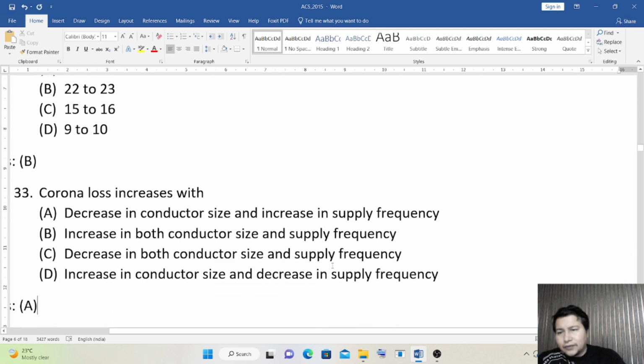Question 33. Corona loss increases with decrease in conductor size and increase in supply frequency, increase in both conductor size and supply frequency, decrease in both conductor size and supply frequency, increase in conductor size and decrease in supply frequency. So the correct option will be option A.